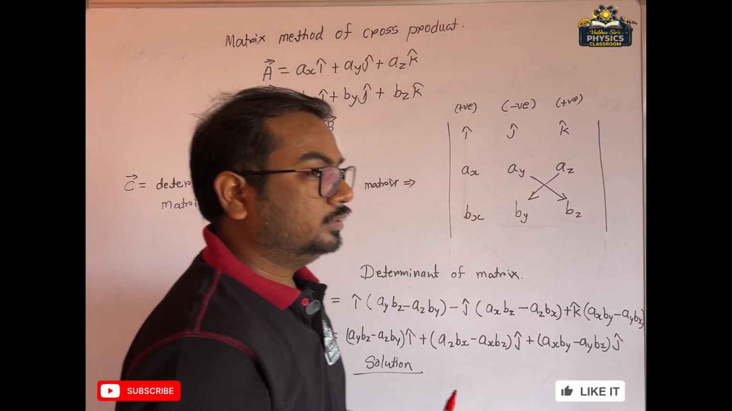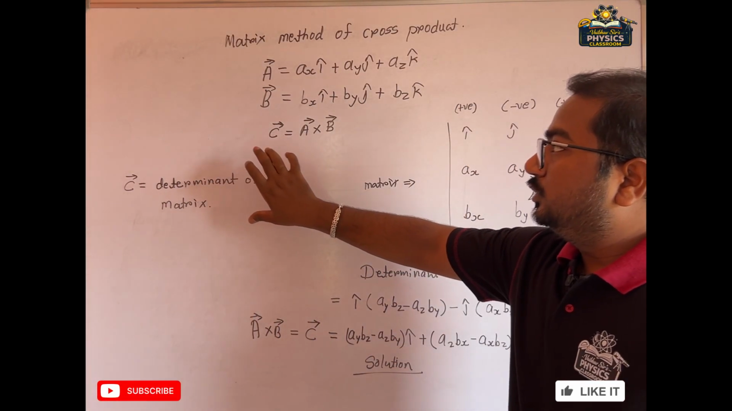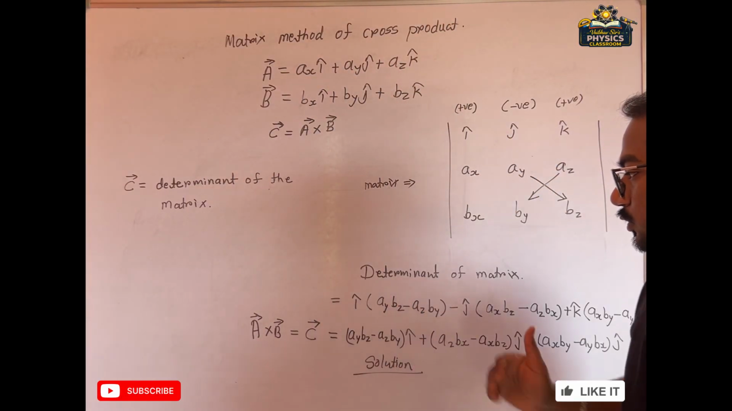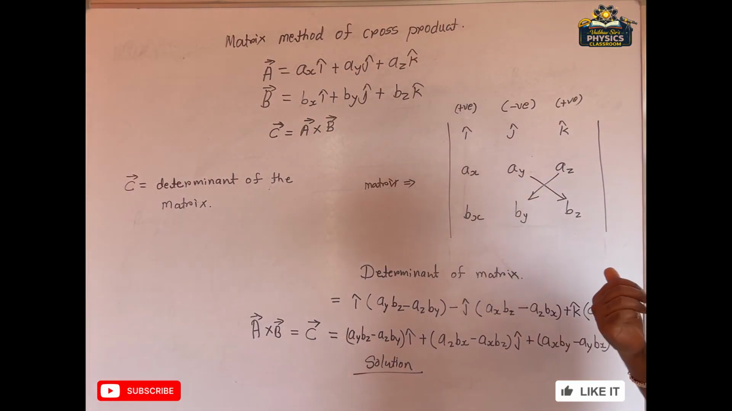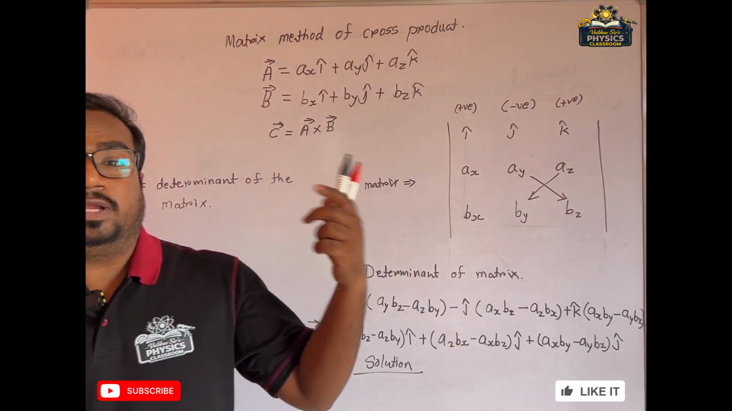So in this way we can find the cross product in Cartesian form also. Just like that. Hope you have understood these things. So this is all about the vector quantities.